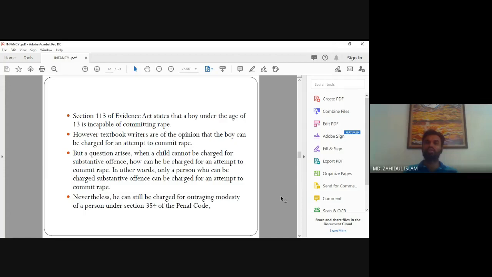Many authors wrote this in their books, but a question arises: when a child cannot be charged for the substantive offense, how can he be charged for an attempt to commit rape? In other words, only a person who can be charged for the substantive offense can be charged for an attempt to commit rape. Nevertheless, he can still be charged for outraging modesty of a person under section 354 of the Malaysian Penal Code.